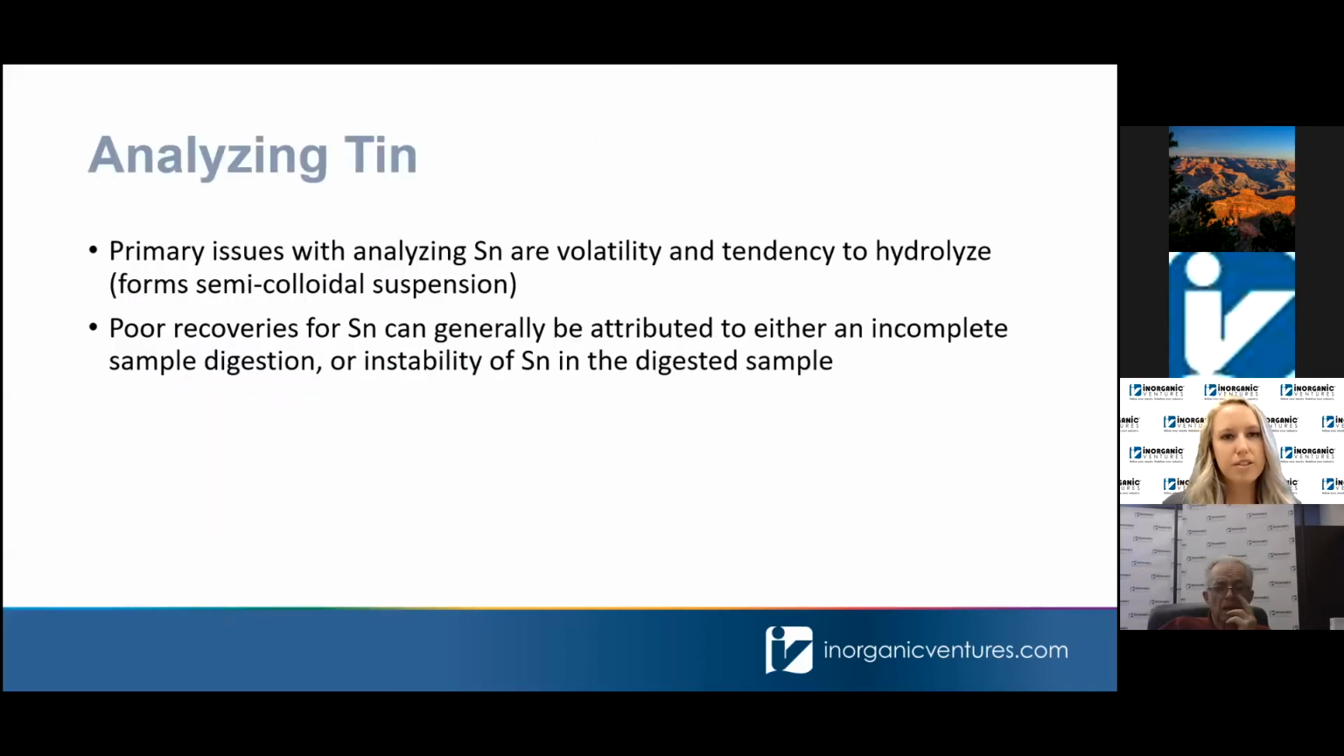So the primary issues that you're going to run into when analyzing tin are volatility, kind of similar as what we saw with mercury, as well as the tendency to hydrolyze out of solution as the tin hydroxide. And so this is going to form a very fine semi-colloidal suspension that's going to be a little bit difficult to see in your standards. And we'll go over that a little bit more later in the presentation.